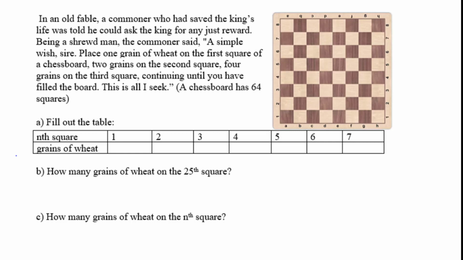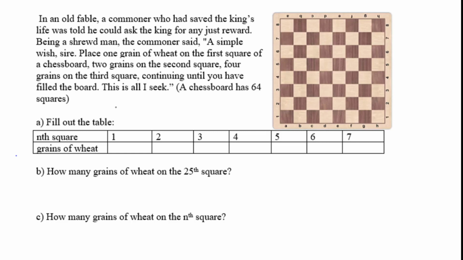Place 1 grain of wheat on the first square of a chessboard, 2 grains on the second square, 4 grains on the third square, continuing until you have filled the board. This is all I seek." A chessboard has 64 squares. A. Fill out the table.